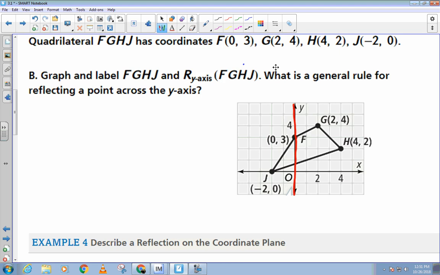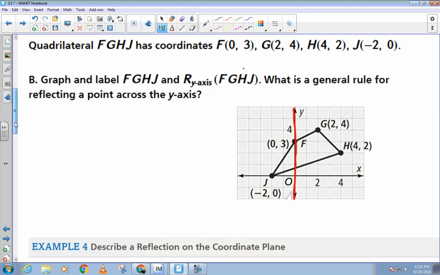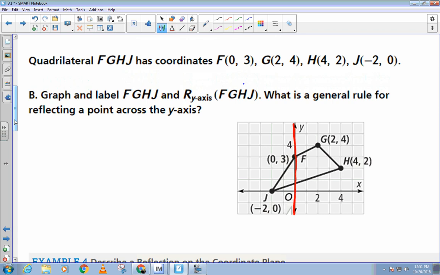Alright, so I've already graphed FGHJ. I think it's the same points, okay? And so now I've got to find the coordinates for F prime, G prime, H prime, and J prime. Okay? Alright, so if I start with F, what do we see about F? Yeah, it just reflects upon itself, right? So it's still going to be 0, 3.